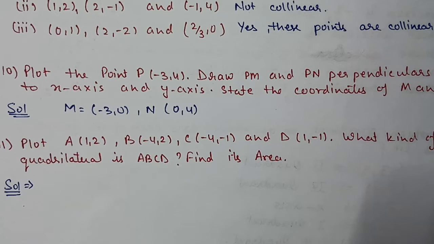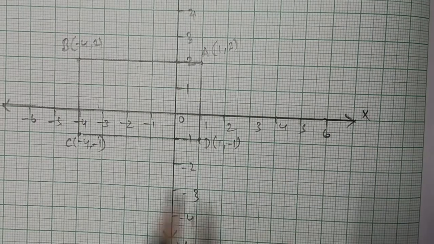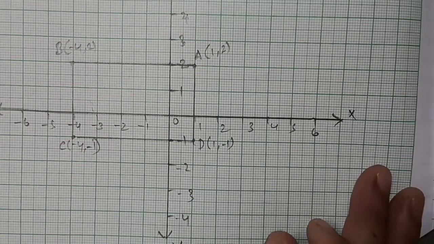Next we have question number 11. Plot A, B, C, D. What kind of quadrilateral is ABCD? Find its area. So for plotting we will take graph sheet. On graph sheet we will mark x-axis and y-axis. We will plot all the 4 points.